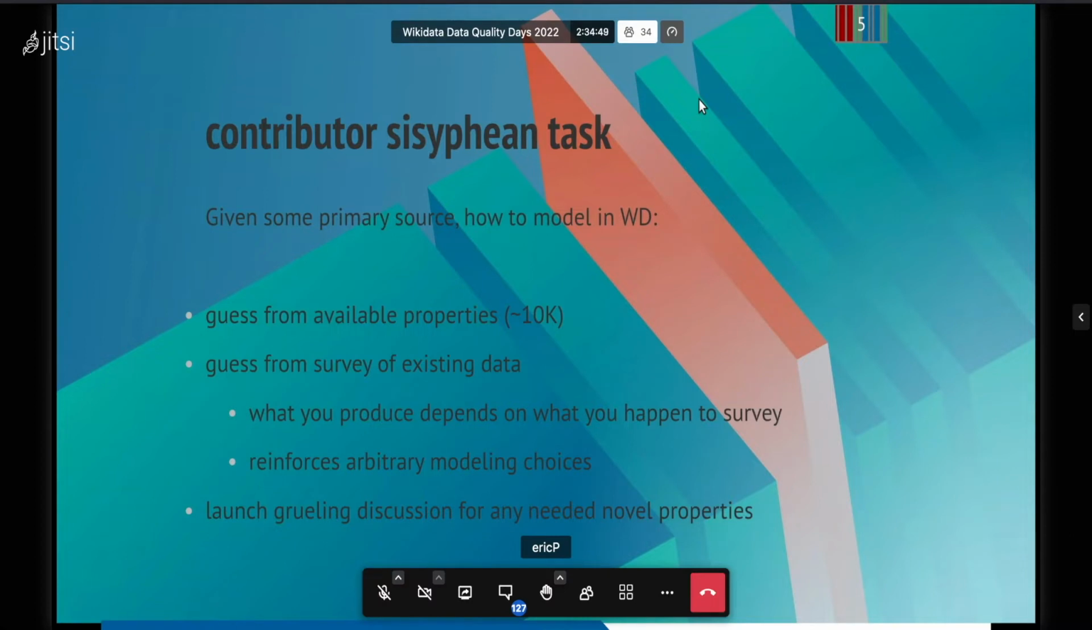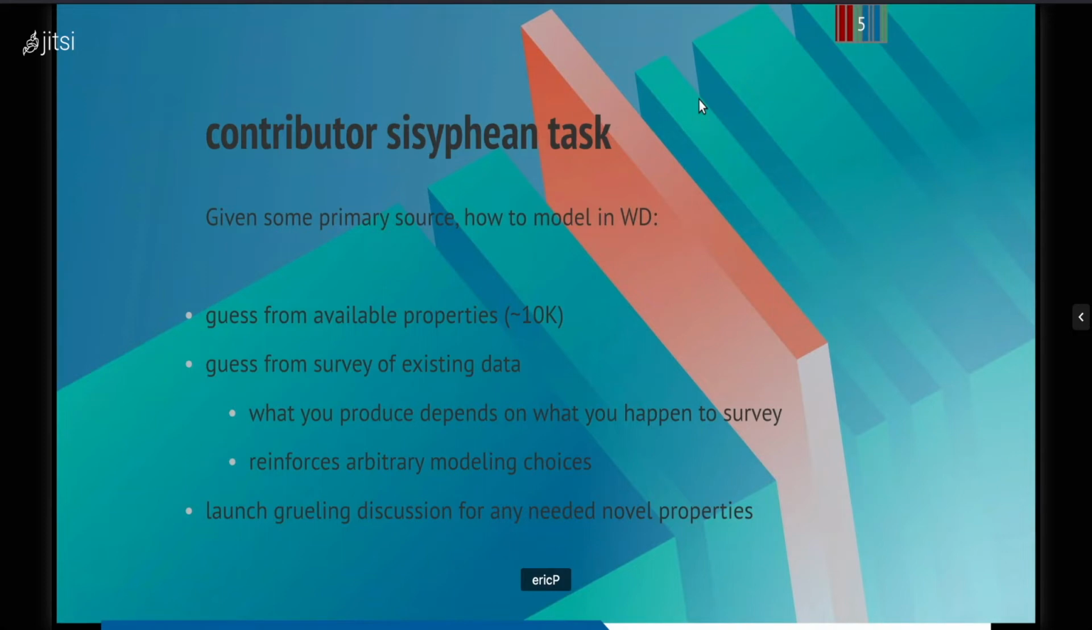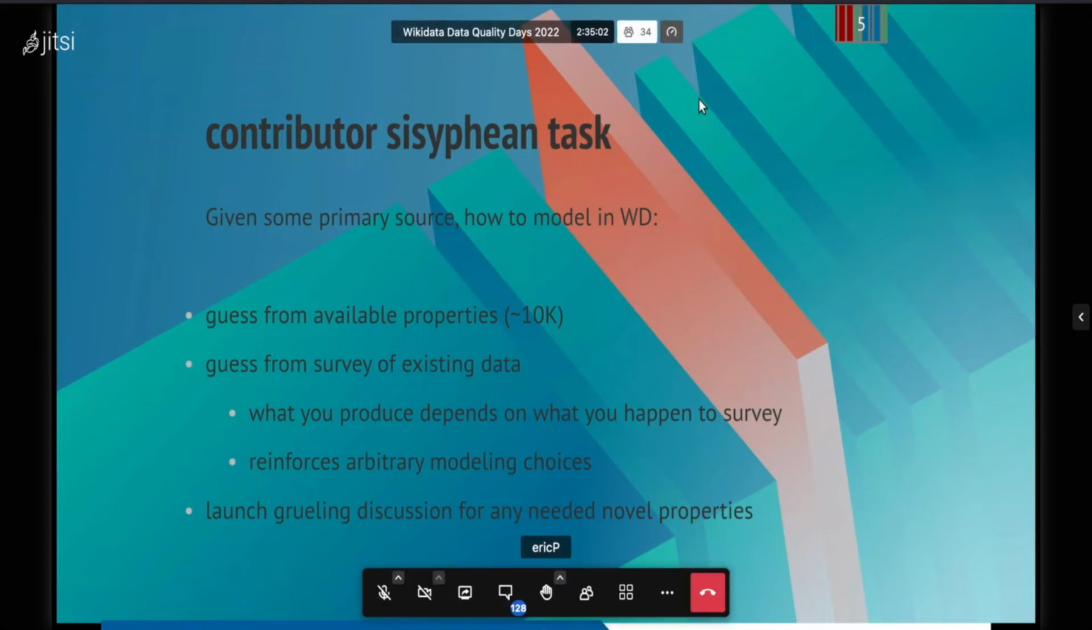And so the ways they can go about this, they can guess from the available properties, which means they have to look at about 10,000 properties, a little over 1,100. No, 10,000, 1,000. Maybe it was 1,000. I think I might be off by a factor of 10 there. But still, 1,000 properties, or 1,100 or so.